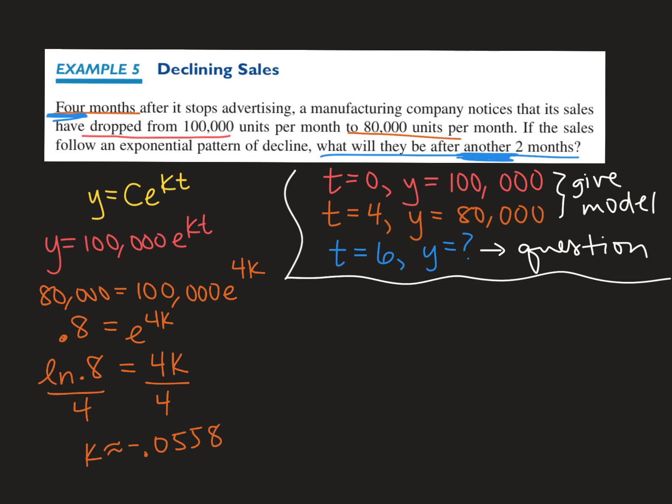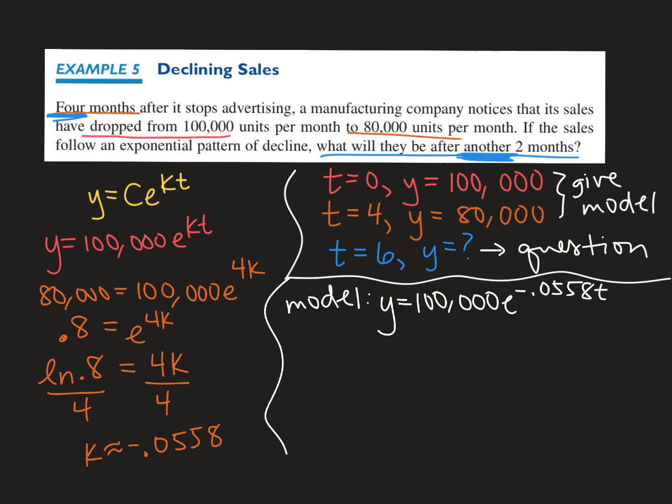All right, now I have found my model. Let's write the model out. Our model is y equals 100,000 e to the negative 0.0558t. I'm going to now plug in 6 for t. And I don't need to write all that out, but I have 71,548. I'm just going to keep it at a whole number here. So that's going to be units per month at t equals 6 months.